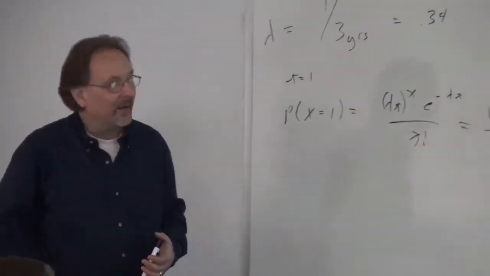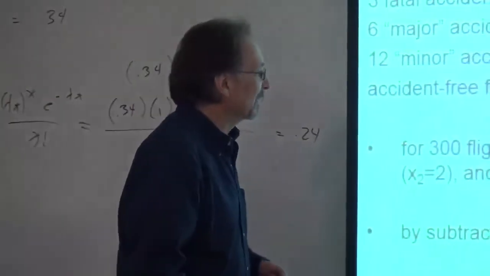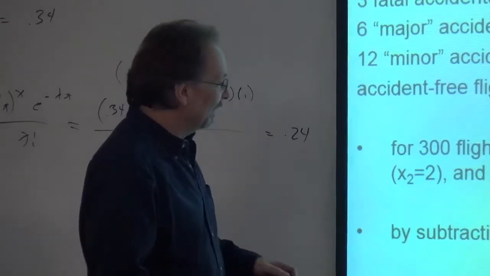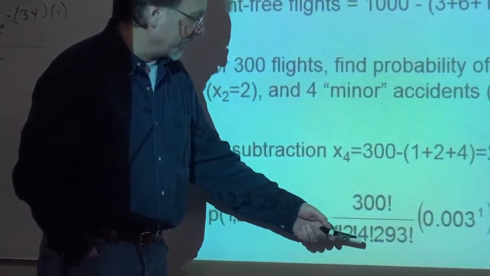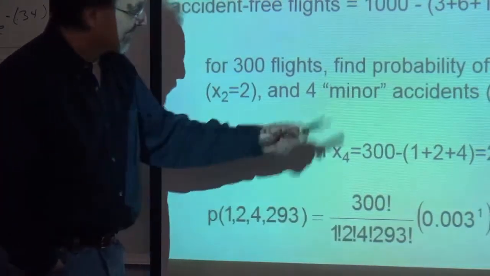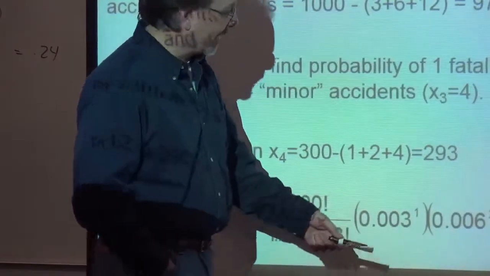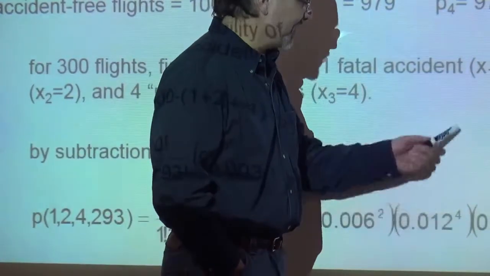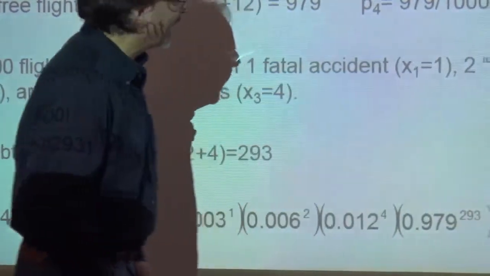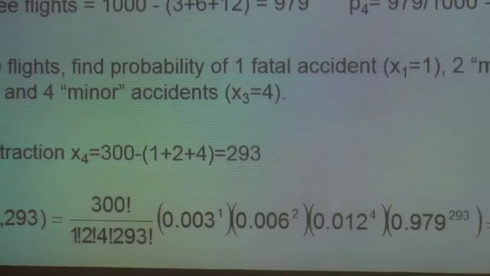The accident-free probability in the next 300 flights would be 300 over 0 factorial, 0 factorial, 0 factorial, 300 factorial, so that goes to 1. It's 0.003 to the 0, so that goes to 1. 0.006 to the 0, that goes to 1. 0.012 to the 0, that goes to 1. 0.979 to the 300. It just reduces to that.